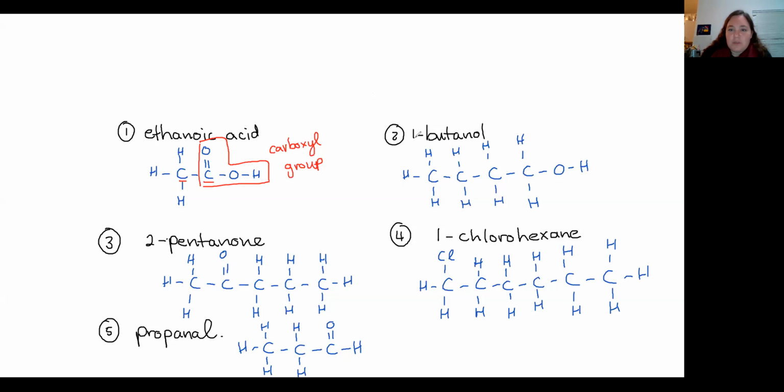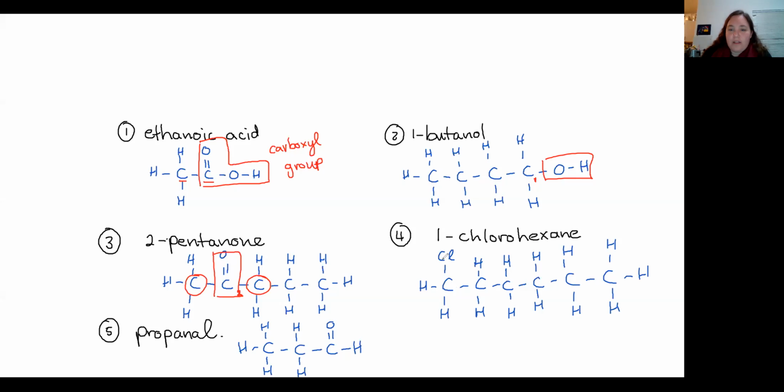Number two was butan-1-ol. So this is carbon number one. There's the OH that makes the hydroxyl, four carbons. If we did 2-pentanone, you can see that on position number two, there's a ketone group. It's a ketone because it's the carbonyl group between two other carbons, and there are a total of five carbons.